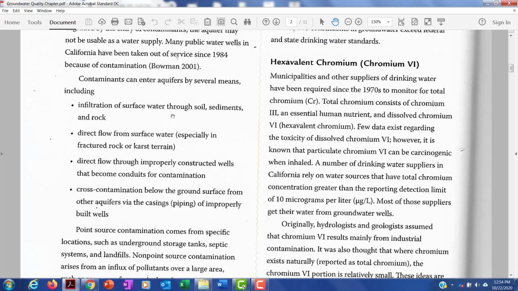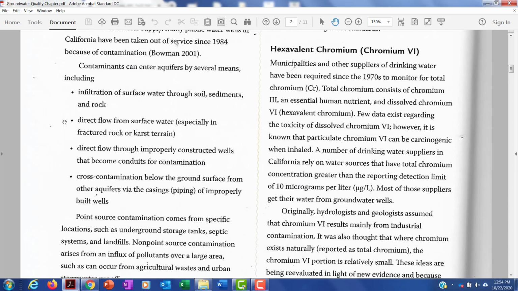Infiltration of surface water, soil, sediments, and rock. That is the number one method of how we get contaminants into groundwater. The second bullet is very important: direct flow from surface water. We don't have this so much in California, but you can have situations where you have fractured rock, like in the Sierra Nevada bedrock. And if you have contamination on the surface, that can go right through the fractures. That's important because when the groundwater infiltrates through soil and sediment, sometimes some of the contaminants can be removed. I want to talk about that a little bit.